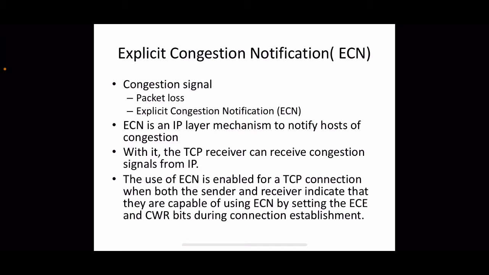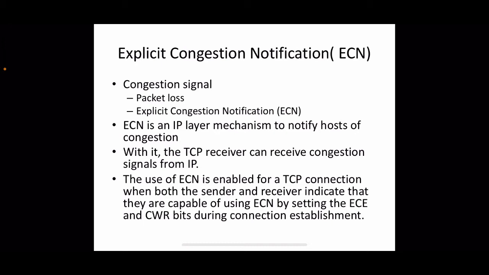What will the IP layer do? The IP layer will notify the host of congestion. IP, the network layer, can inform the transport layer that there is congestion. How is it happening actually? The TCP receiver can receive a congestion signal from IP. The use of ECN is enabled for a TCP connection when both the sender and receiver indicate that they are capable of using ECN by setting the ECE and CWR bits during connection establishment. So at the connection establishment time itself, the sender and receiver should agree that we can use this explicit congestion notification.